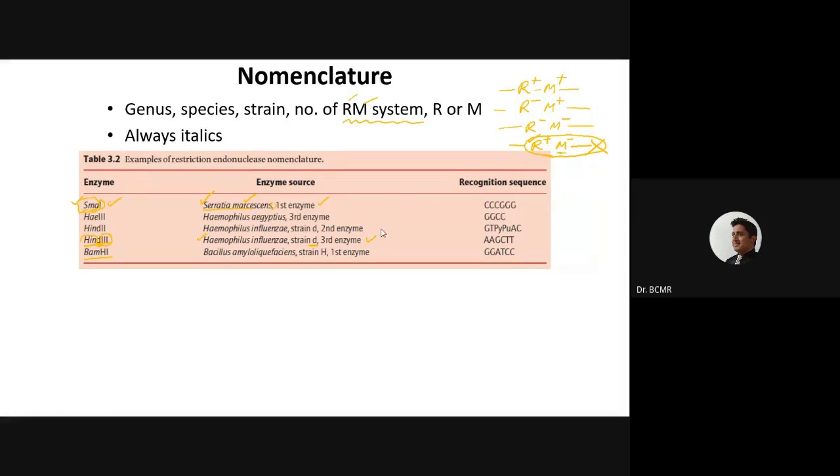And if there was another one discovered from the same organism and strain, then it would have been HindIV, something like that. Here you have Bam in italics, and B is capital and am is small, but H here, the strain name, is capital, because the strain designation here is capital. That's why it is capital.